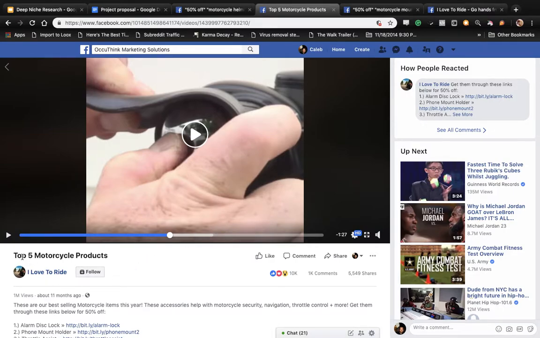Now, look at this. It's the top 5 motorcycle products. That leads me to believe that this is actually a retargeting ad. Now, I could be wrong. They could just be showcasing their best-selling products. But I'm more inclined to believe that it's retargeting for people that had already viewed ads of those 5 products.